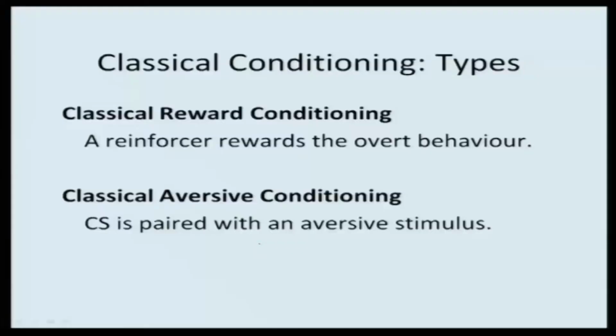In terms of types, how many types of classical conditioning can you think of? Again, it has to do with valency, positive valency and negative valency. Classical conditioning can be divided into two types: classical reward conditioning and classical aversive conditioning.